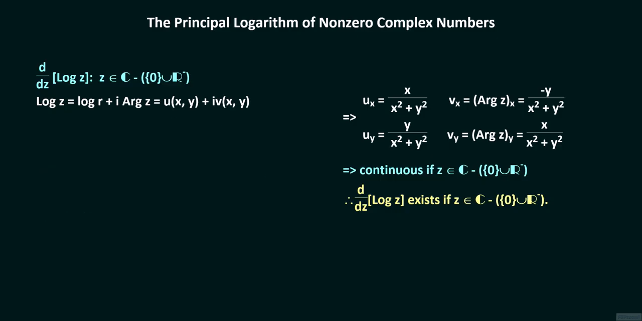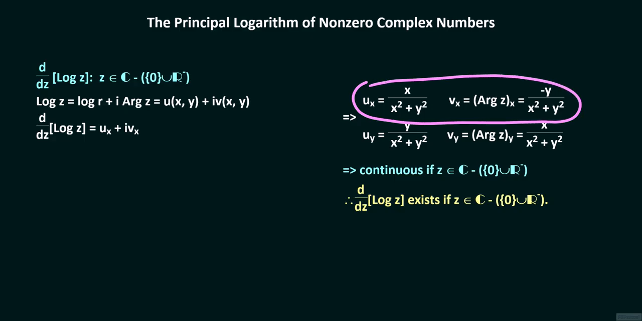For the first method, we apply the fact that the derivative is equal to u sub x plus i times v sub x, which is a formula related to the Cauchy-Riemann equations. From these formulas for u sub x and v sub x, the derivative of the principal logarithm function should equal this quantity. One can verify as an exercise that this is equal to 1 over x plus iy, or 1 over z, so that the derivative of the principal logarithm function is 1 over z.